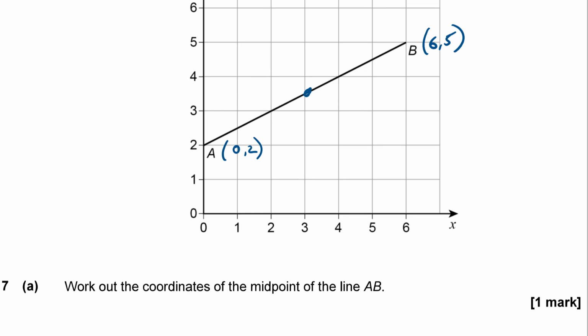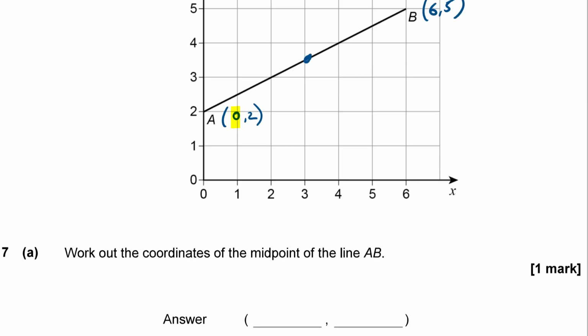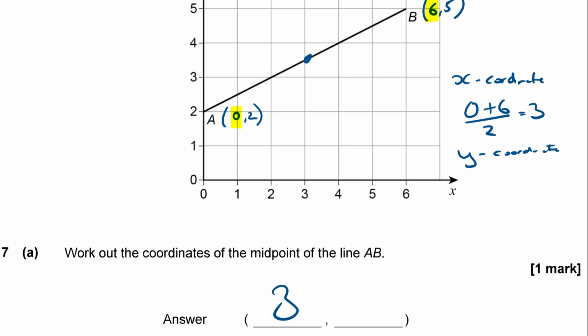Now to work it out, what you have to do is average your x coordinates and your y coordinates. So taking my x values, 0 and 6, let's add those together, 0 plus 6 and divide by 2. 0 plus 6 is 6, 6 divided by 2 is 3. So that's the x coordinate. And do the same with the y coordinate then. So I'm going to take my two y values, 2 and 5. We're going to add them together and divide by 2. Essentially you're averaging them out, aren't you? 2 plus 5 is 7. 7 divided by 2 is 3.5. So the coordinates of the midpoint are 3, 3.5.